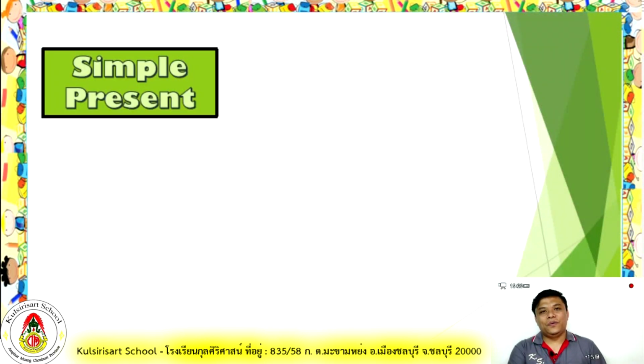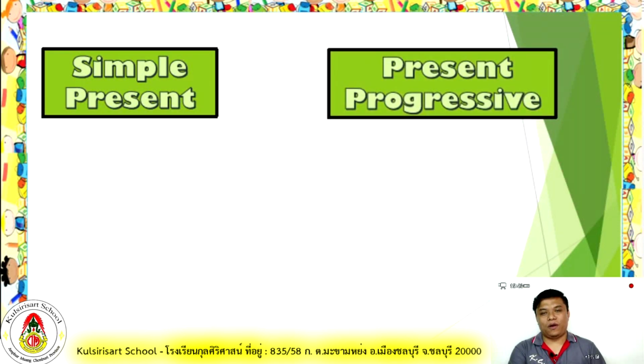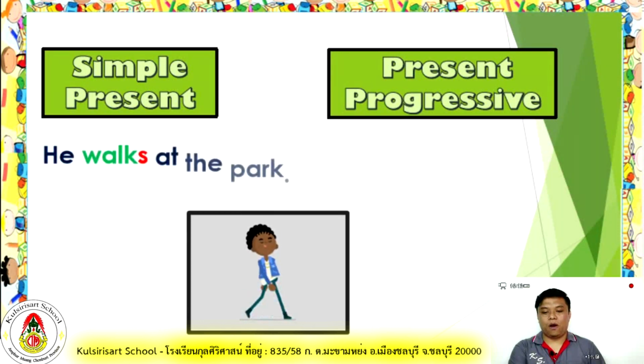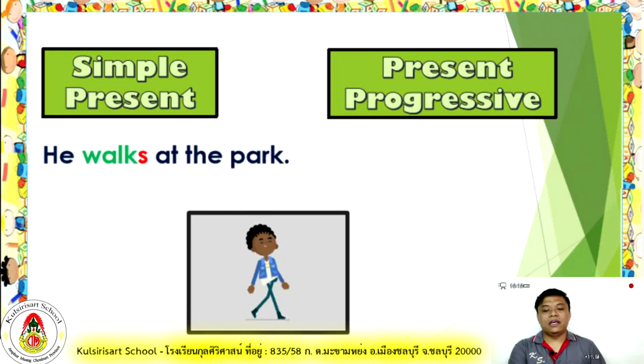Okay, now we will see what's the difference between simple present and present progressive form. For example, we have this picture. What can you see? A man. What is he doing? He walks. Where is he walking? At the lobby. Okay. For example, in the present simple form, you will say he walks at the park. Did you get it?